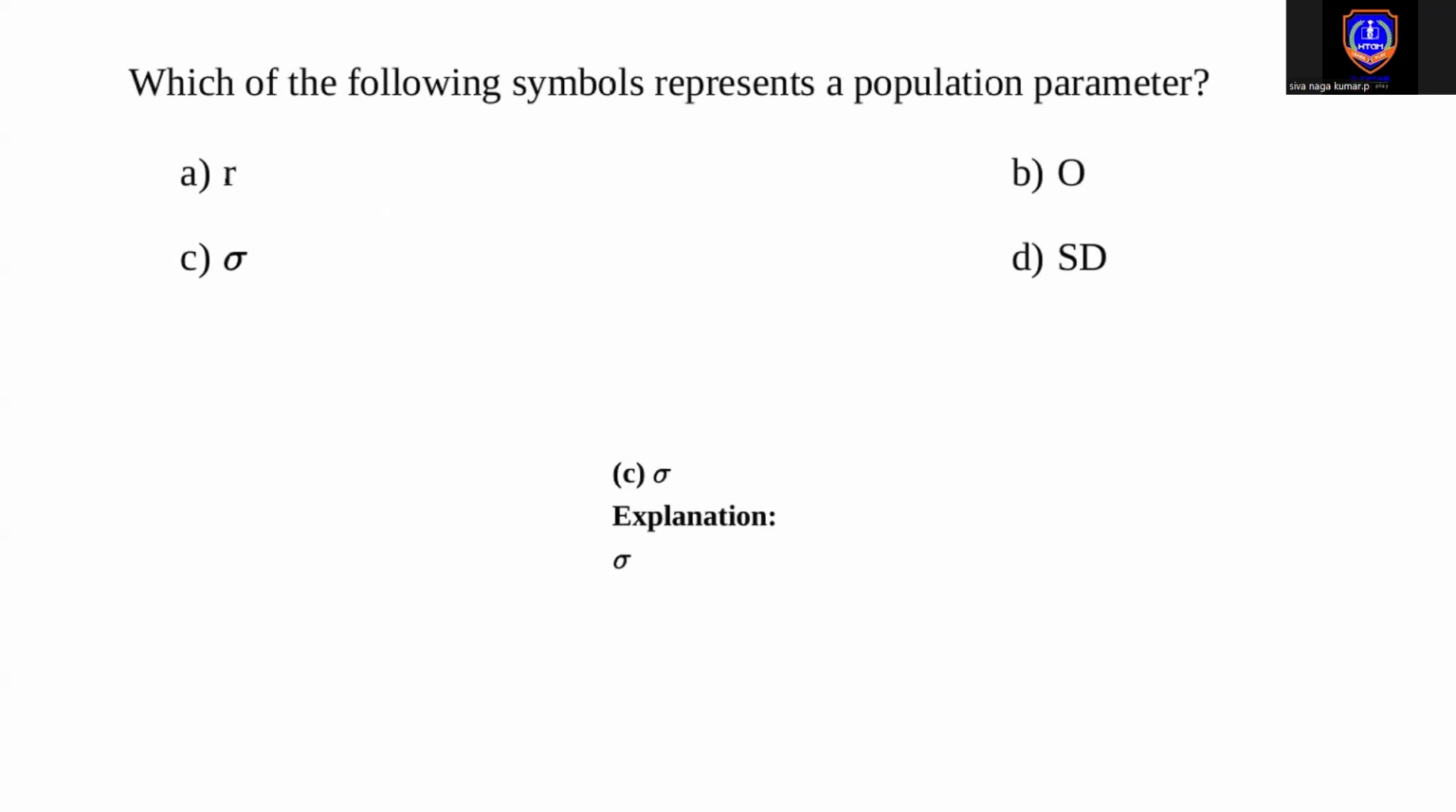Which of the following symbols represents a population parameter? Option A, gamma. Option B, O. Option C, rho. Option D, SD. So rho is the symbol that represents a population parameter.